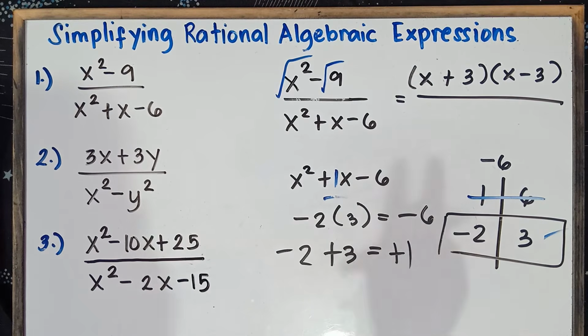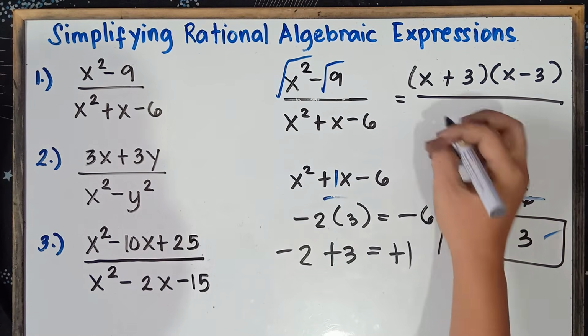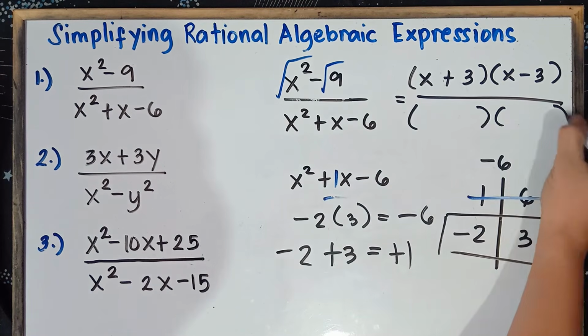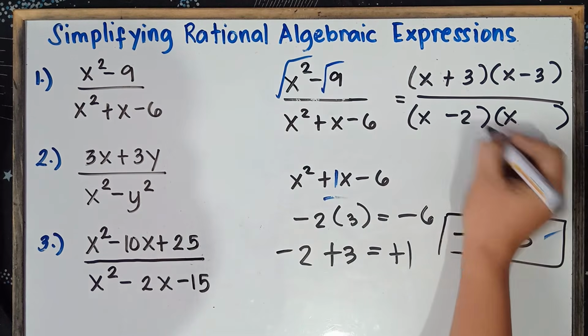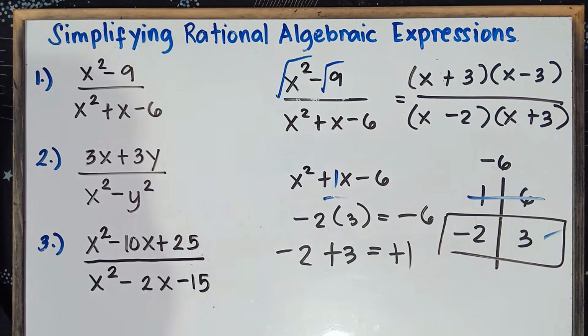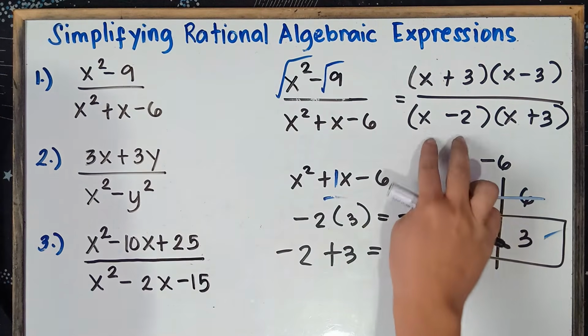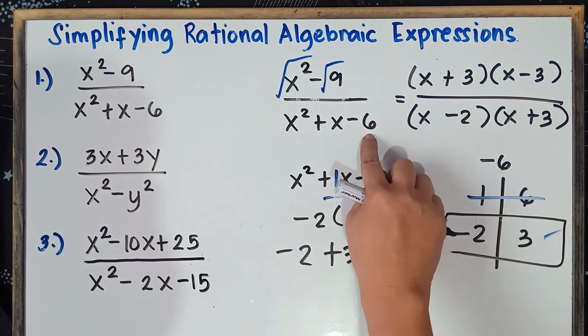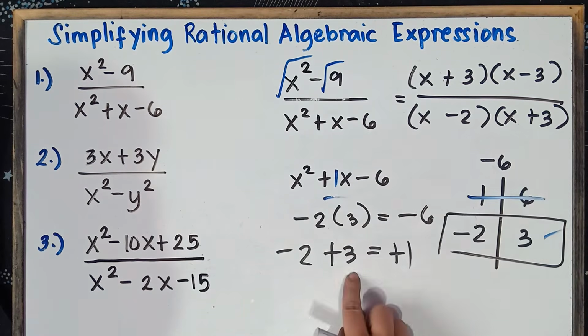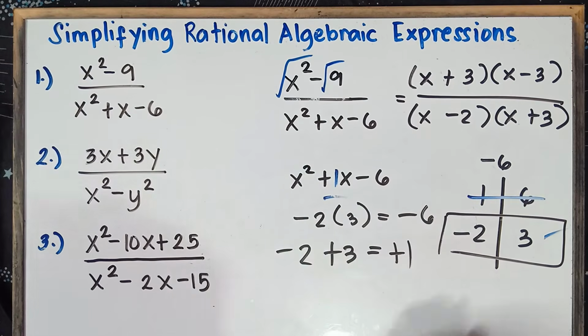If we multiply negative 2 times 3, that would be negative 6. If we combine negative 2 plus 3, that would be positive 1. So, therefore, class, these are the factors. So, put 2 parentheses, put 2 x's. The factors would be negative 2 and then positive 3, because if you multiply negative 2 times 3, that would be negative 6, and if you combine negative 2 plus 3, that would be positive 1.